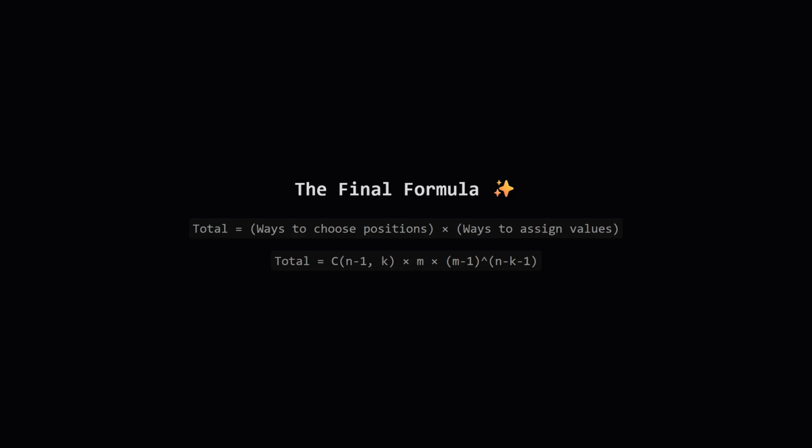Now let's put it all together using the multiplication principle. The total number of good arrays is the number of ways to choose the positions, which we found was n-1 choose k, multiplied by the number of ways to assign the values. For the values, we had m choices for the first segment, and m-1 choices for each of the other n-k-1 segments, and that gives us our final formula. It's the combination part, multiplied by m, multiplied by m-1 raised to the power of n-k-1.